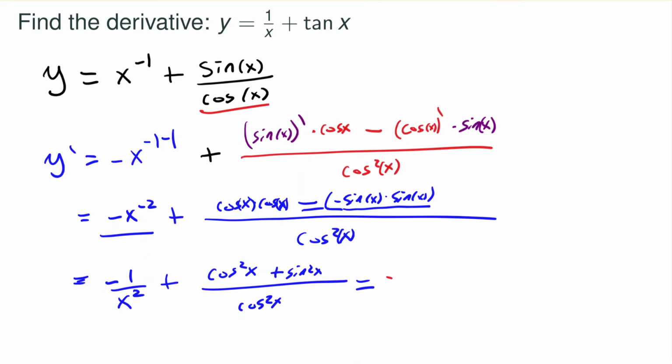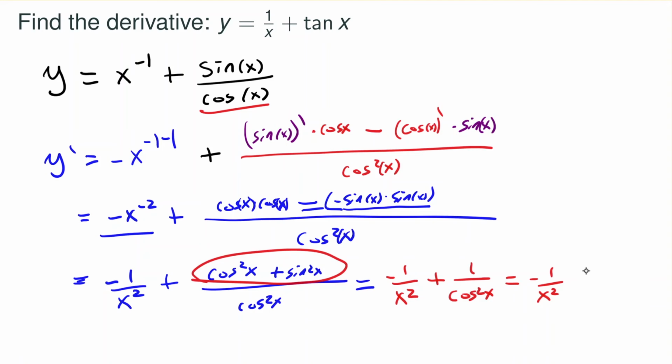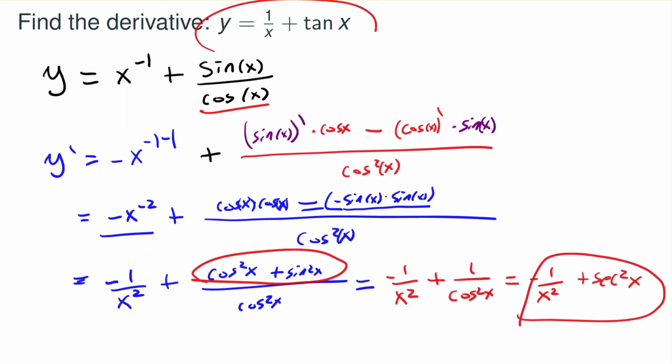We have negative 1 over x squared plus, now this right here is one of the Pythagorean trig identities. Cosine squared x plus sine squared x is 1. So you have 1 over cosine squared x. And we know that 1 over cosine squared x is the same as secant squared x. So this is the derivative of this function right here.